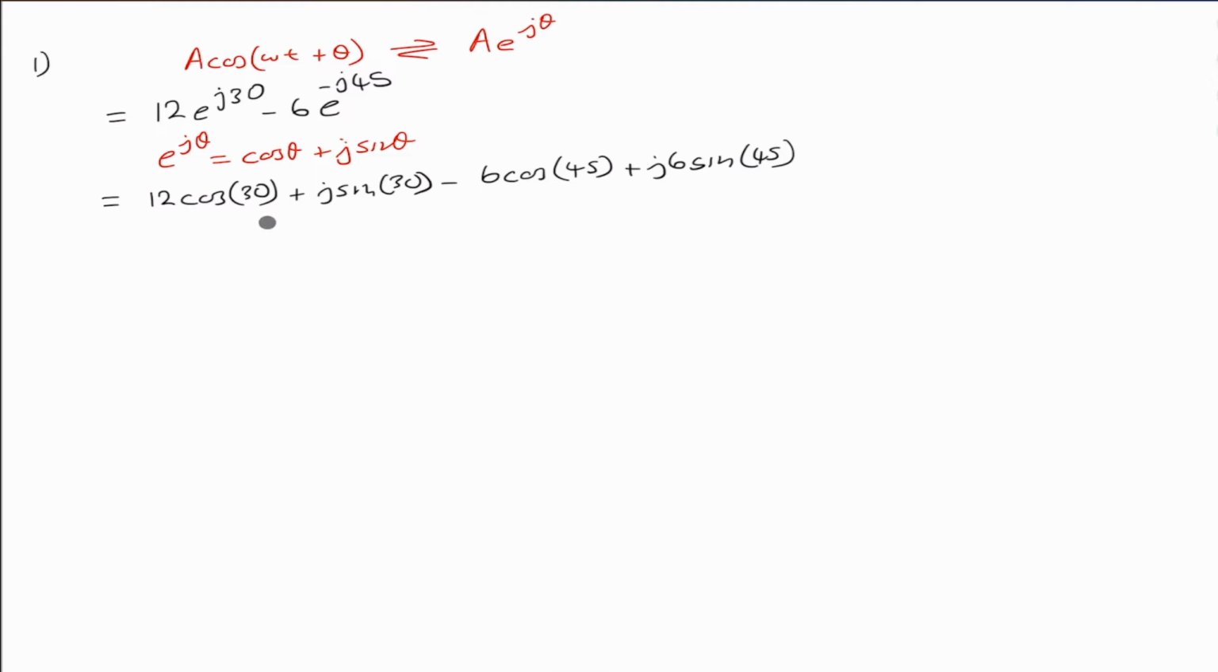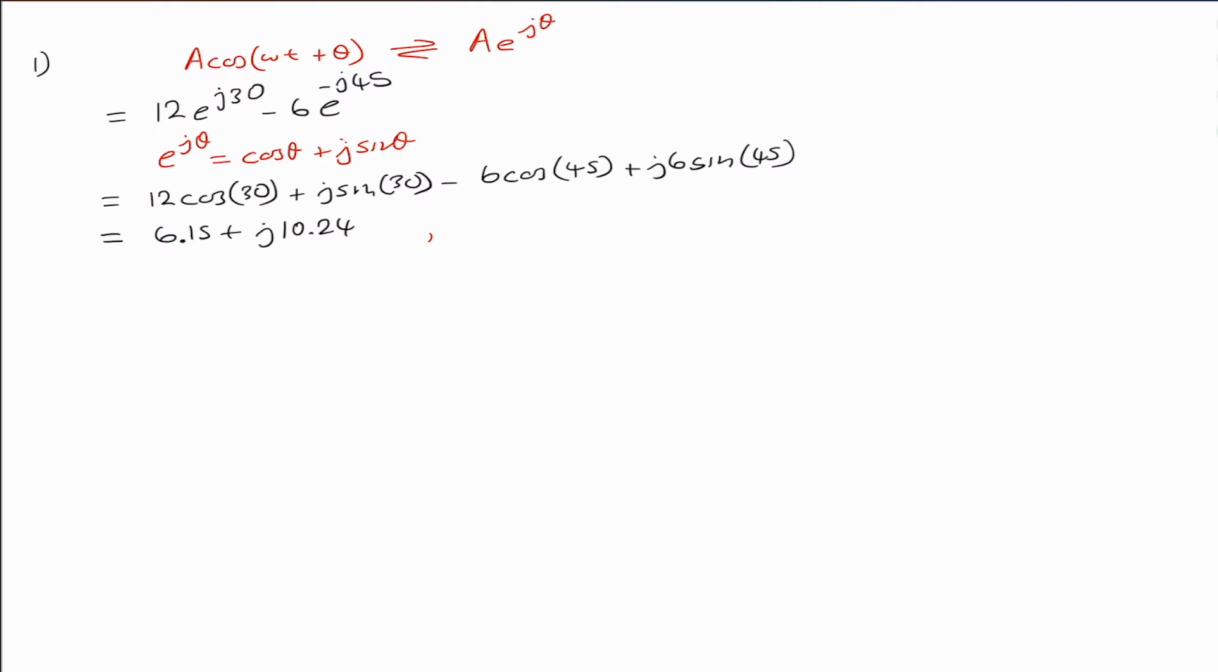We can then go ahead and add our cosines together, factor out the j, and add our sines together. This then simplifies to 6.15 plus j 10.24. Here, we can then apply our properties from complex algebra. This is in rectangular form. To get to polar form and then to the time domain, we use the following properties.